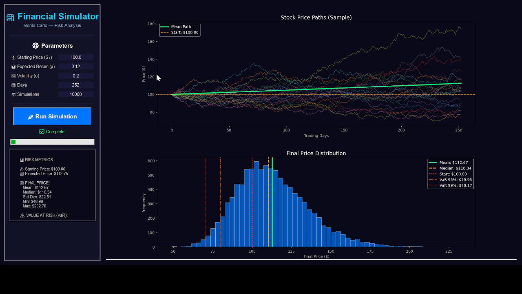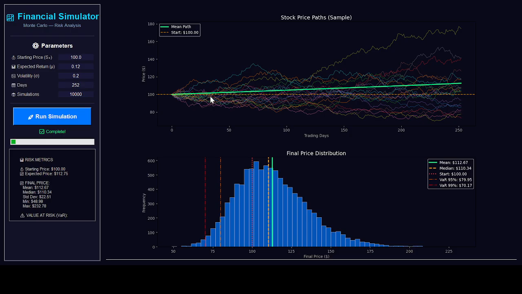In financial markets, nobody knows the future. If a stock is currently trading at 100, we cannot say with certainty that it will become 120 or 80 next year. There are countless possibilities. Traditional forecasting often gives a single estimate, but real markets are uncertain. This uncertainty creates risk, so instead of asking what will happen, we ask, as a trader or as an investor, what could happen. This is where Monte Carlo simulation becomes extremely useful.